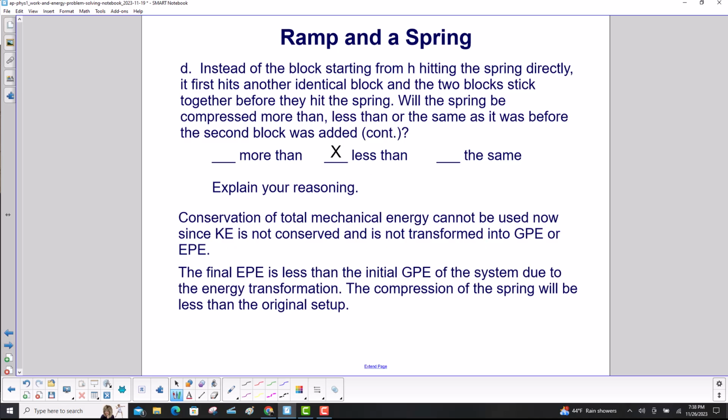Continuing the reasoning, conservation of total mechanical energy cannot be used now since kinetic energy is not conserved and is not transformed into GPE or EPE. The final elastic potential energy is less than the initial gravitational potential energy of the system due to the energy transformation. The compression of the spring will be less than the original setup.